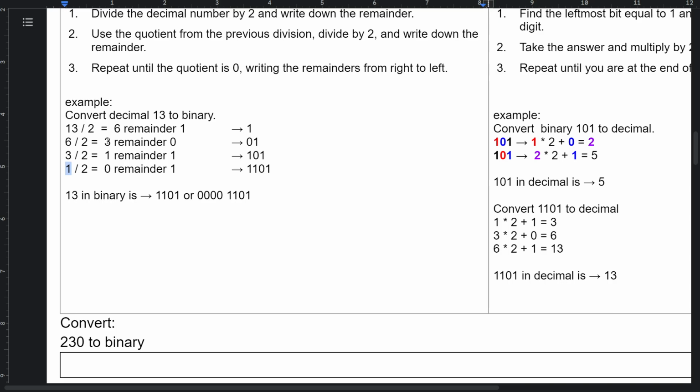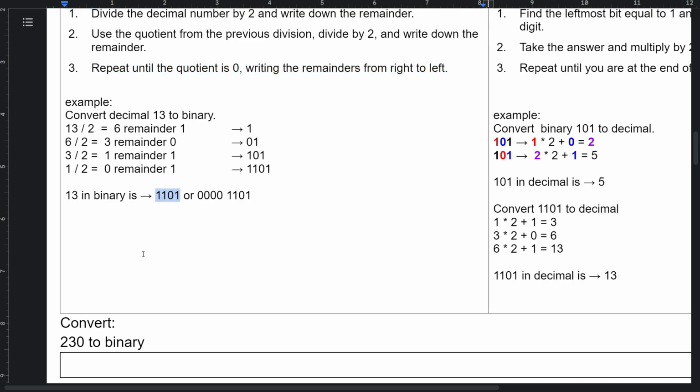So we're doing the same thing. We're taking that quotient, and when we get to 0, we're going to repeat until the quotient is 0, writing the remainders from right to left. So we start on the right and write through the left. We eventually take that 1, divide by 2. Well, 1 divided by 2 is 0 with a remainder of 1. So we get 1, 1, 0, 1. And that is 13 in binary.